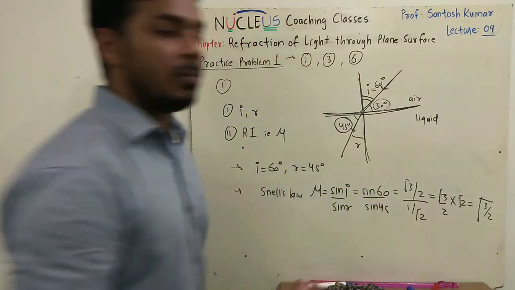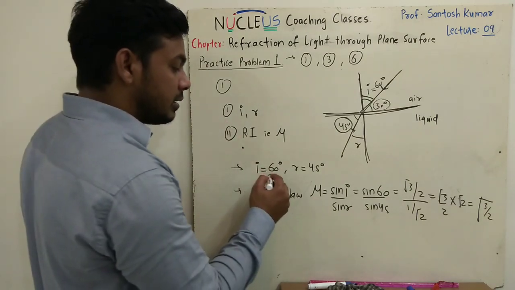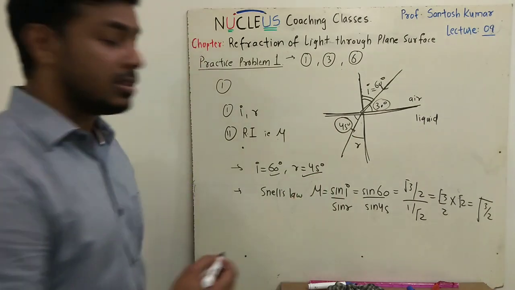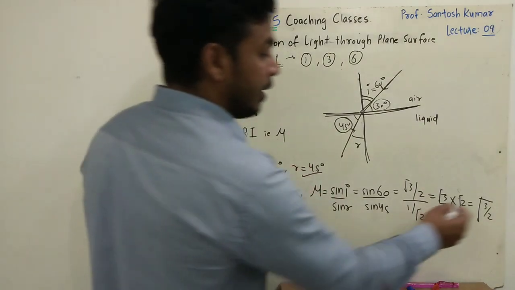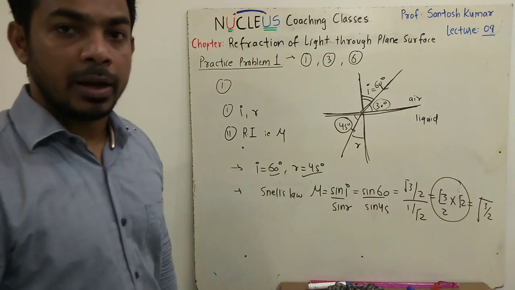All this mathematical part you can solve on your own. So for the first question, the angle of incidence is 60 degree, angle of refraction is 45 degree, and the refractive index of liquid is root 3 by 2. This mathematical section you can solve on your own.